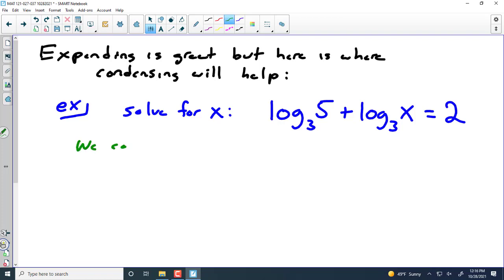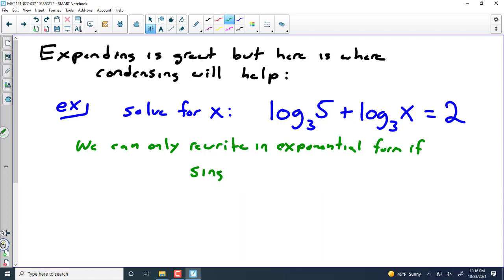We can only rewrite in exponential form if we have a single logarithm equals a number. And in this particular problem, at this moment, do we have a single logarithm equals a number? So we cannot do that.